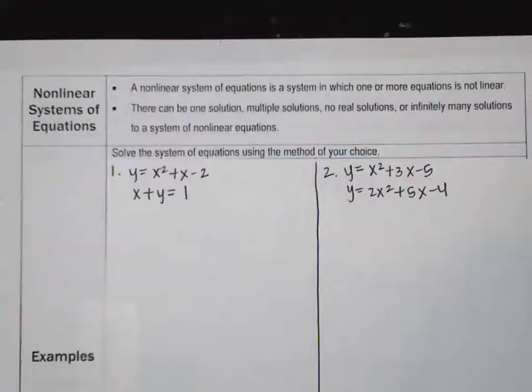Welcome, Precalculus. So these are going to be a continuation of the notes from 7.1 and 7.2, which is just systems of equations. We are going to be talking today about nonlinear systems of equations.